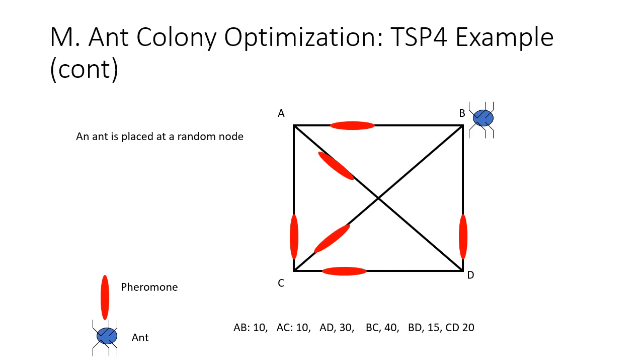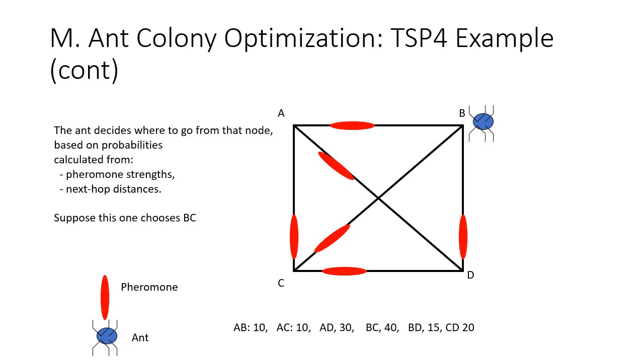So let's say this is our ant, and his name is Anthony. Here he is located at city B. From city B, Anthony will now decide which city to go next. His choice will be based on factors such as pheromone strength, next hop distances, and other factors. So let's say he decides to go to city C next.